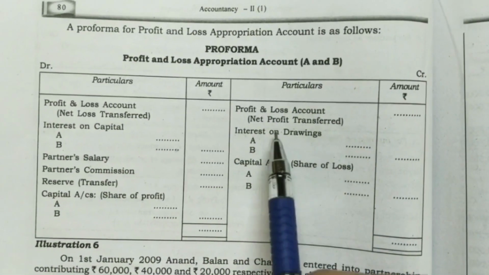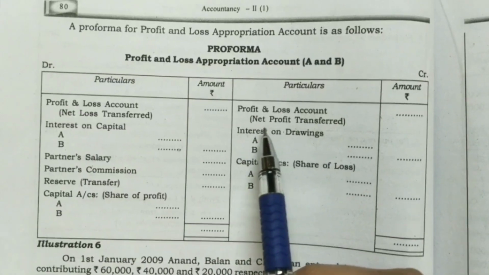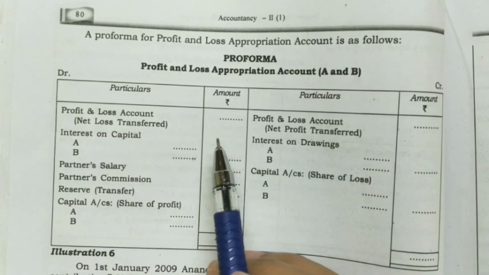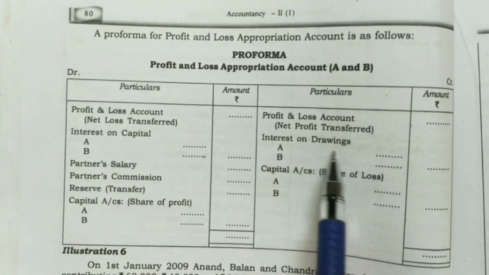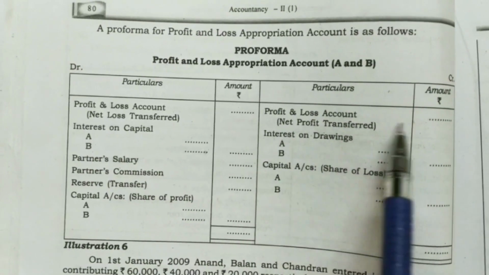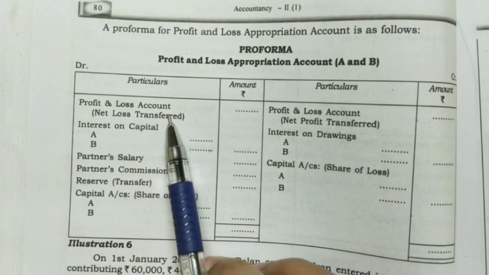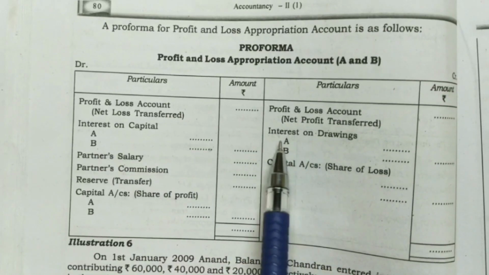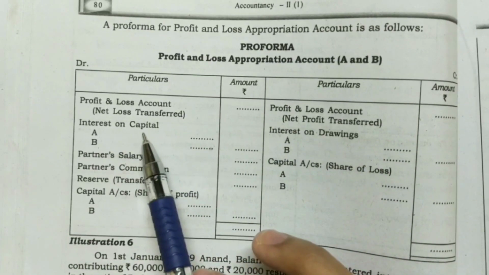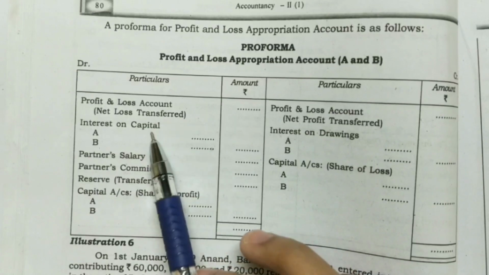Okay, so now let me explain this briefly. That is, the profit which we get from trading and profit and loss account will be transferred to the credit side of profit and loss appropriation account. If it is net loss, then we'll transfer it into the debit side of it. And interest on drawing, we'll talk about it later. So now let me explain interest on capital.